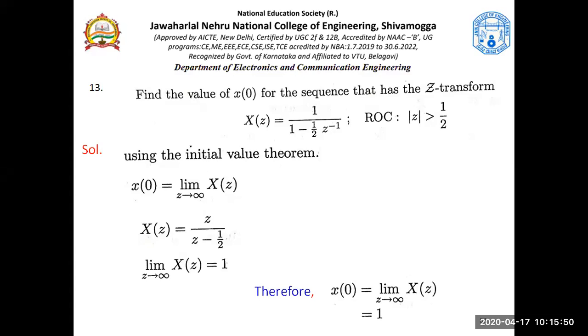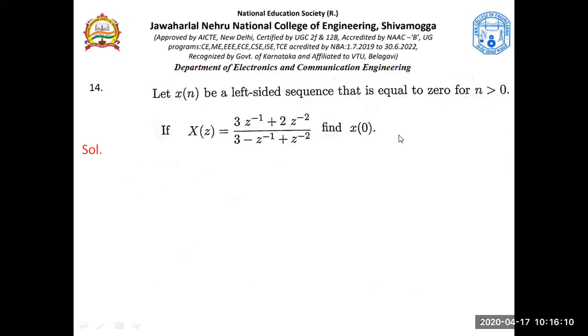Understand? So this is how we find x of 0, that is the initial value, by using the initial value theorem. But before using the initial value theorem, you need to confirm that the given sequence is a right-sided sequence or causal sequence. Okay, so let's see the next problem now.